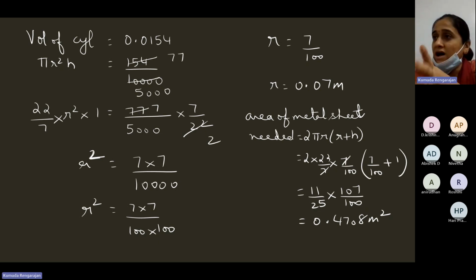Yeah, so we have R squared is 7 into 7 by 10,000. So 10,000 is 100 into 100. So 7 by 100. So R is equal to 7 by 100, we have it 2 times. So R is equal to 7 by 100, or 0.07 meters. So we found the radius. Now find the TSA using the formula. Right?